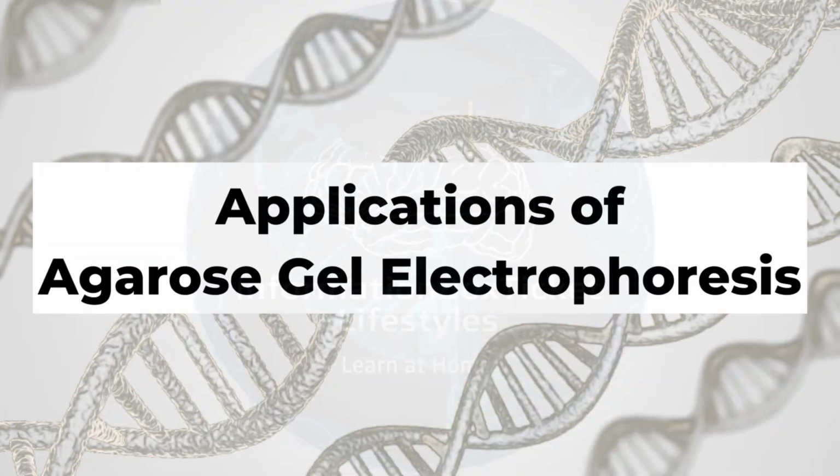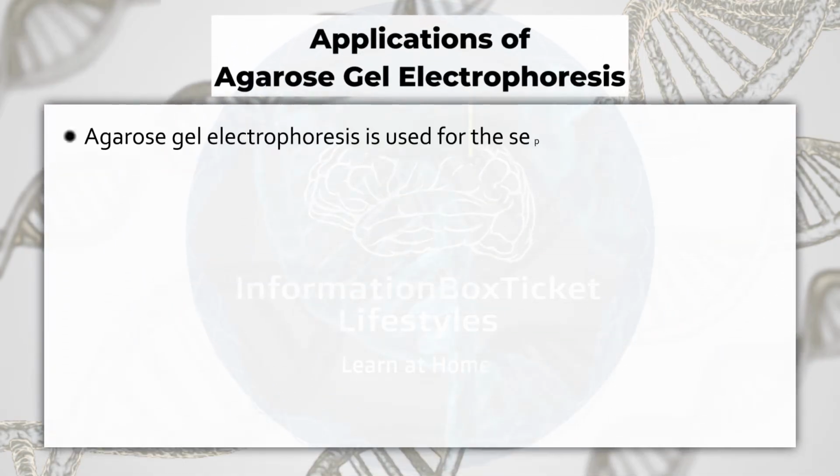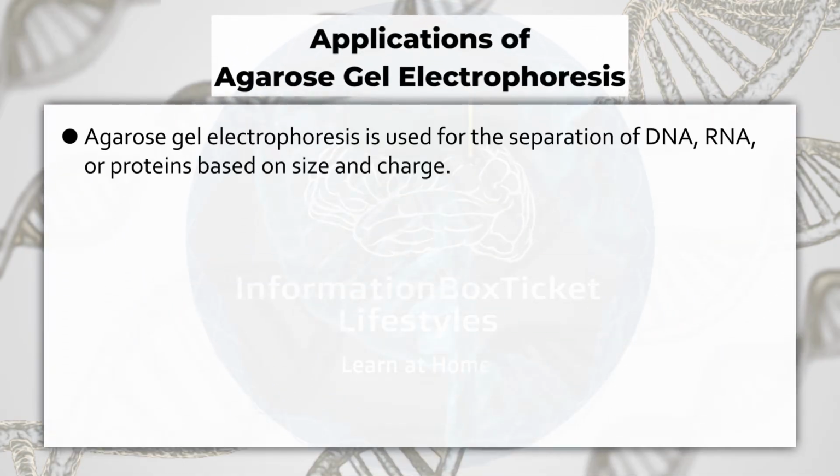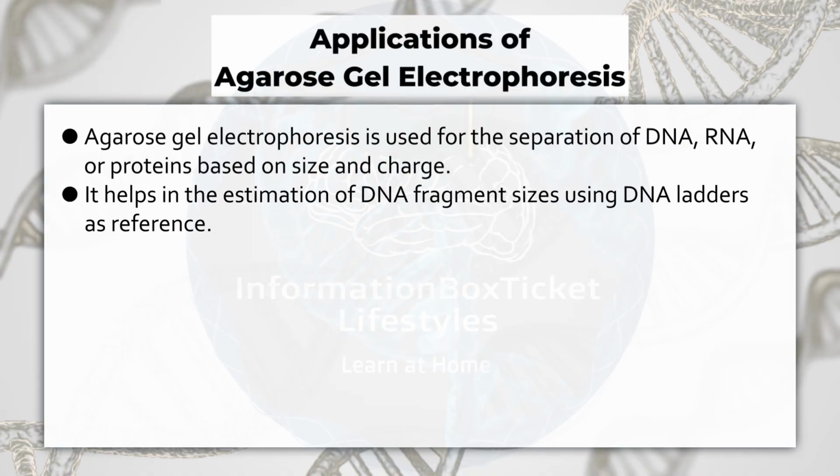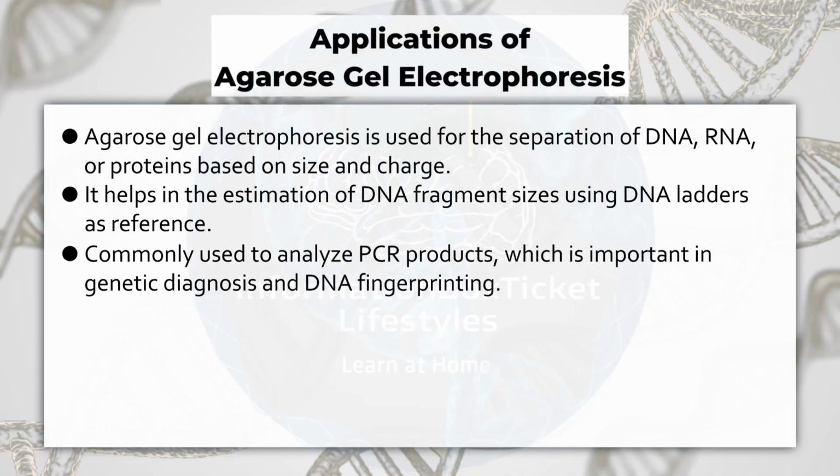Applications of agarose gel electrophoresis. Agarose gel electrophoresis is used for the separation of DNA, RNA, or proteins based on size and charge. It helps in the estimation of DNA fragment sizes using DNA ladders as reference. Commonly used to analyze PCR products, which is important in genetic diagnosis and DNA fingerprinting.